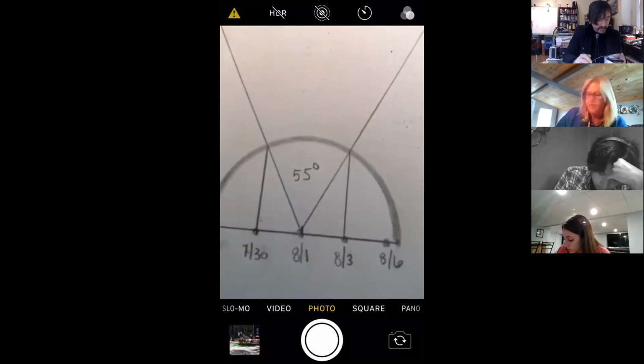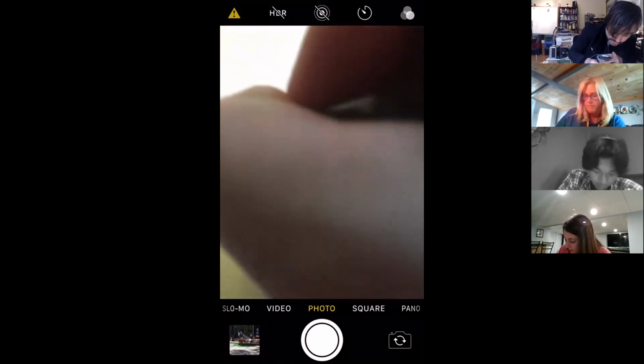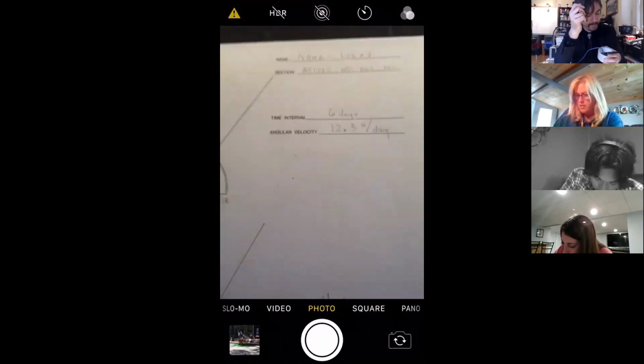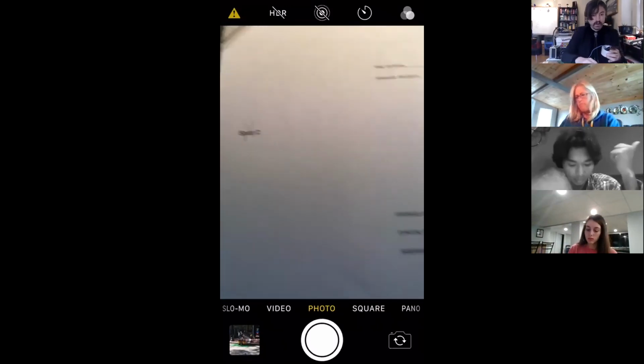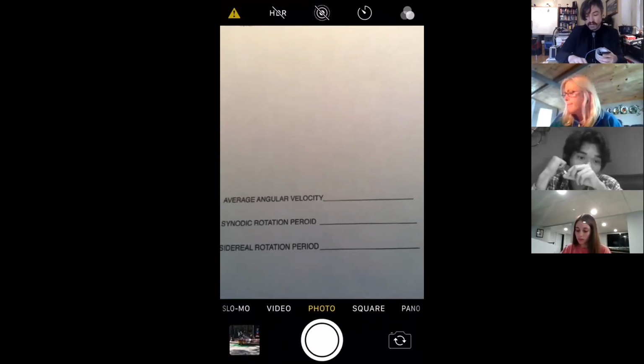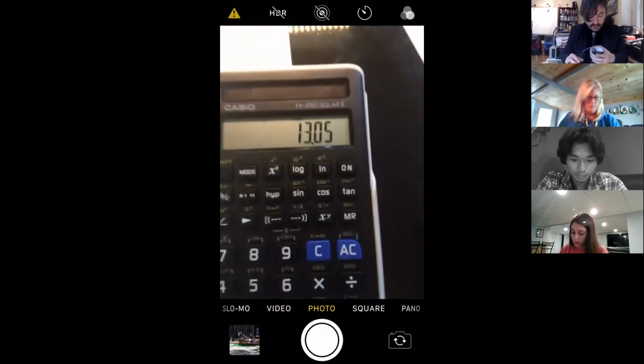Now let's calculate our angular velocity. 55 degrees over 4 days. 13.8. You got all that? All right. We want to take the average angular velocity. On the next page, we're not going to do spot C because we're already taking a lot of time as it is. We need the average angular velocity. That's the average of 12.3 and 13.8. 12.3 plus 13.8 divided by 2 is 13.1 degrees per day.